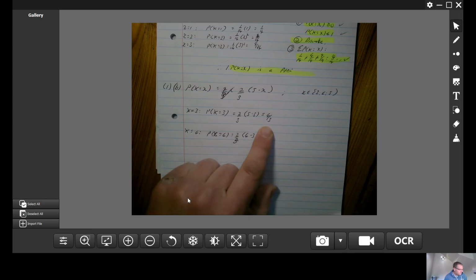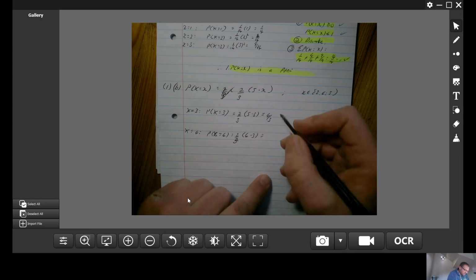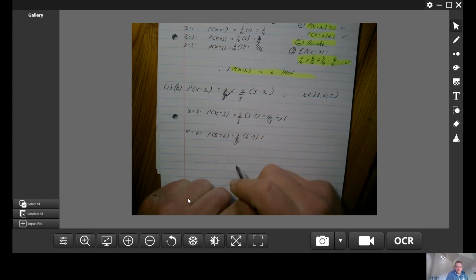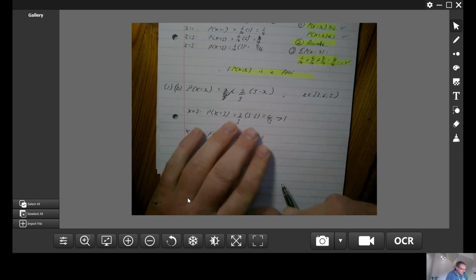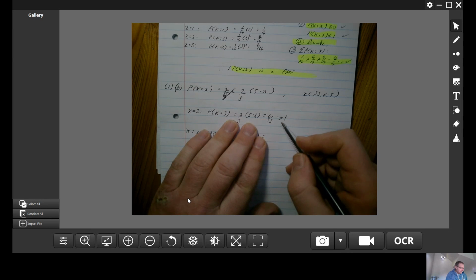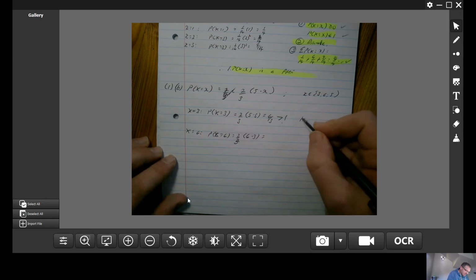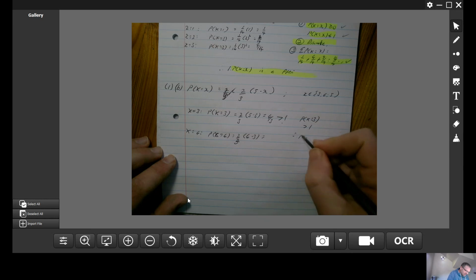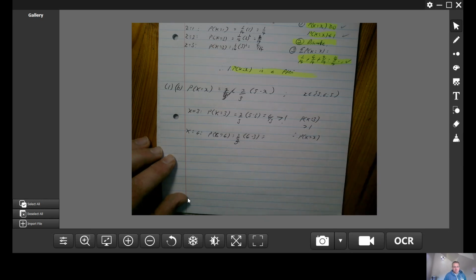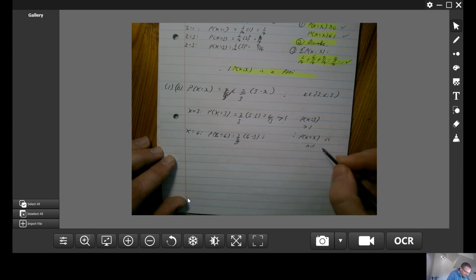Straight away, if I put in x equal to 3, I get 4 over 3, which is bigger than 1. So probability x equal to 3 is greater than 1, and straight away I can say that's absolute nonsense. This function, whatever it is, can't have anything to do with probability. So P of X equals x is not a probability mass function.